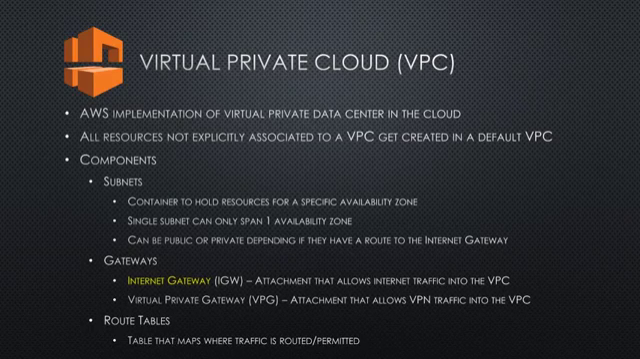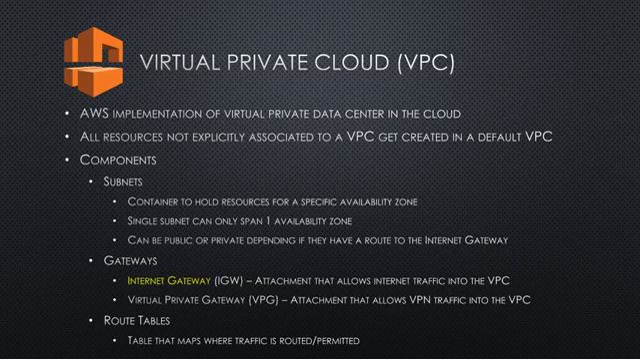All resources not explicitly associated to a VPC are created in a default VPC. So even when you're creating objects in an Amazon AWS account and you have not specified a VPC, Amazon has already specified default VPCs. So everything is still created in a VPC, whether or not you have created that VPC. All resources need to be in a VPC, whether it be the default or your own specified ones.